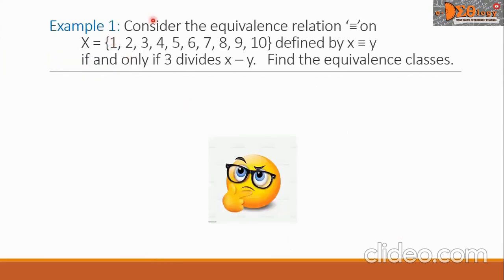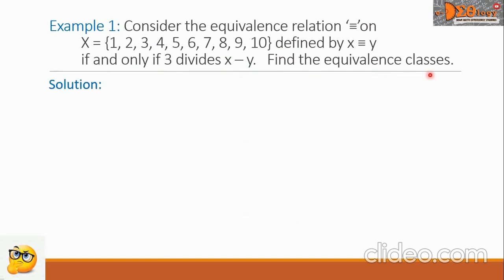Example 1. Consider the equivalence relation on the set X with elements from 1 up to 10, defined by X is equivalent to Y if and only if 3 divides X minus Y. Find the equivalence classes. Let us write the first equivalence class. Considering the first element here, the first equivalence class is here.